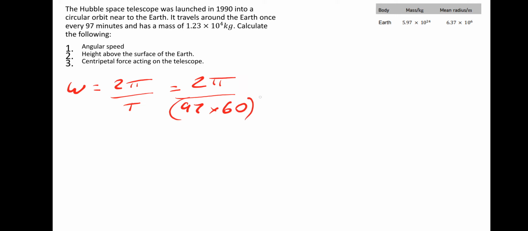So angular speed is an equation from further mechanics. So omega is equal to 2 pi over T. So 2 pi divided by the time period in seconds. So 97 minutes will be 97 times 60. So that gives us an angular speed of 1.08 times 10 to the minus 3 radians per second.